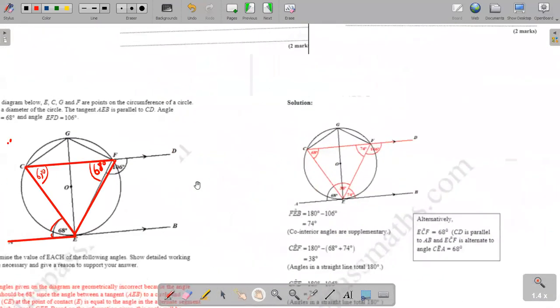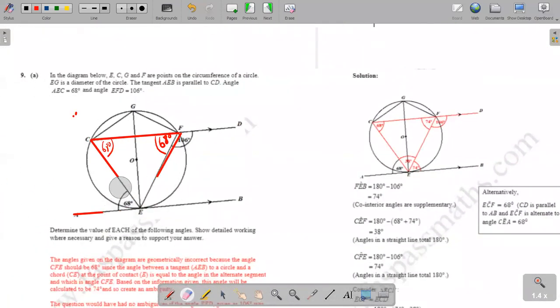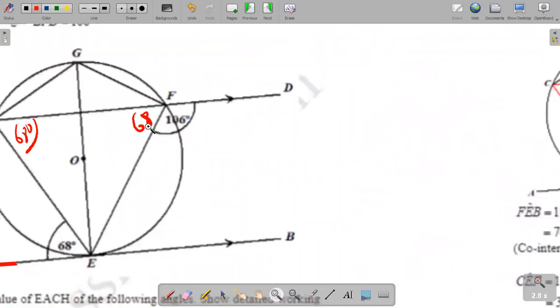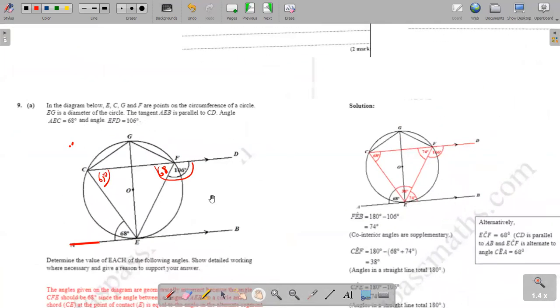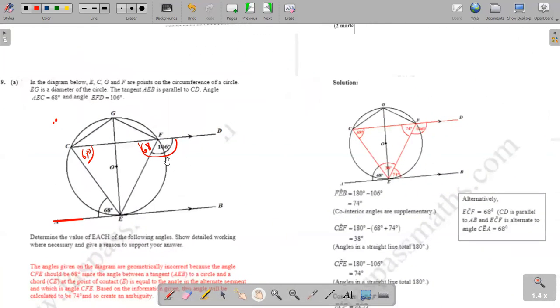They said find CEG. Where's CEG? Let me erase all of this. CEG. We know this is 68 as well. And you know what, it's wrong. Look at that. If this is 68, these 2 are supposed to add up to 180 because it's on a straight line. Everybody see why this exam went wrong? Because they didn't work it out properly. So CXC does make mistakes sometimes. So please note, if you feel 100% confident with your answer, leave it, okay?